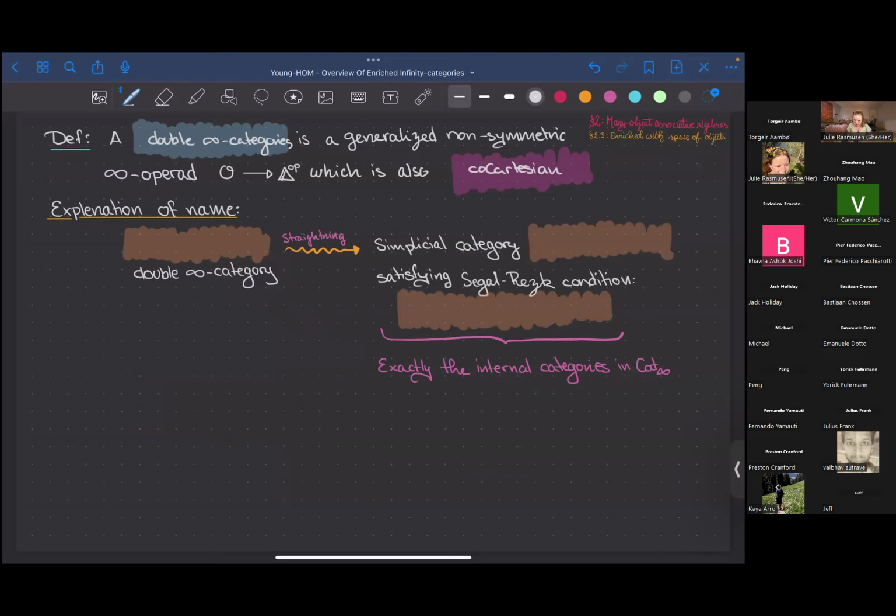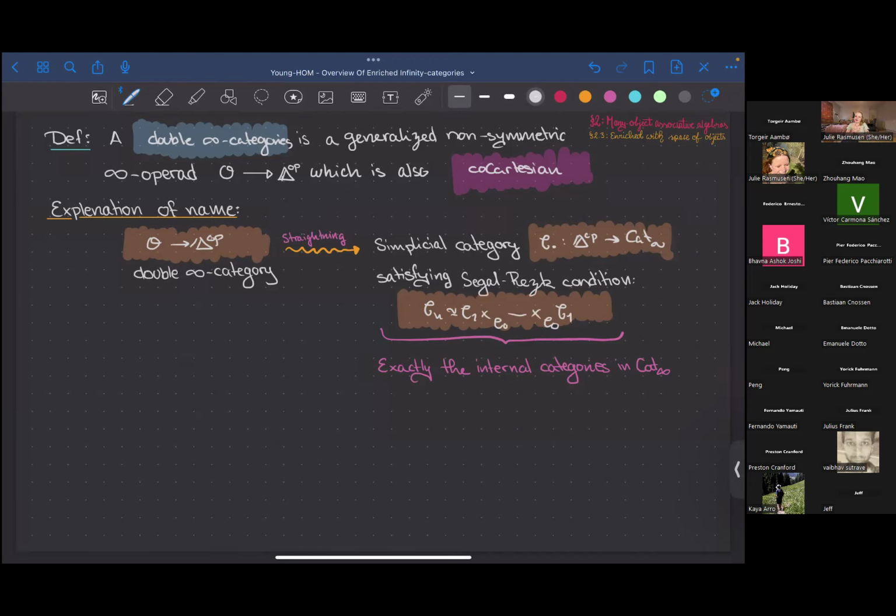If we have a double infinity category O to delta up, then because it's co-Cartesian, we can apply straightening to obtain a simplicial category C dot that will go from delta up into Cat infinity, which will satisfy the Segal condition. So Cn will be equivalent to C1 over C0 times C0, C1, which is exactly the internal categories in the infinity category of infinity categories. So the name is not completely arbitrary.